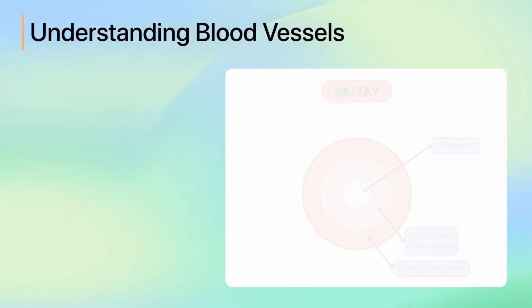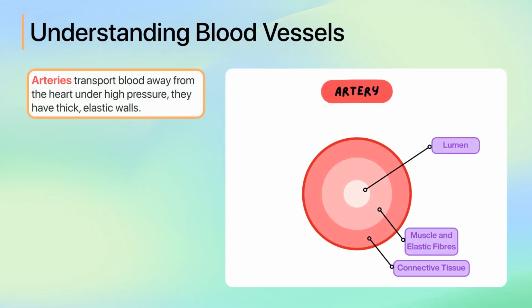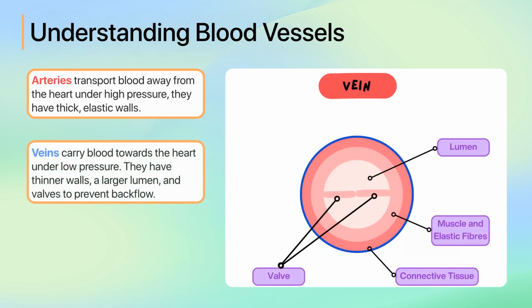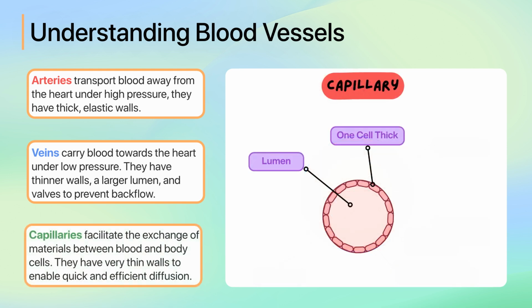In summary, the arteries transport blood away from the heart under high pressure. To handle this, they have thick, elastic walls. Veins carry blood towards the heart under low pressure. They have thinner walls, a larger lumen, and valves to prevent backflow. Capillaries facilitate the exchange of materials between blood and body cells. They have very thin walls to enable quick and efficient diffusion. By understanding the structure and function of these different blood vessels, we can better appreciate how blood circulates and how the body manages blood flow to meet its metabolic demands.